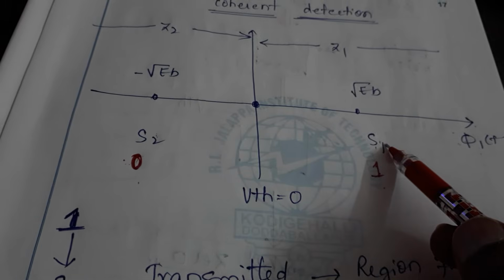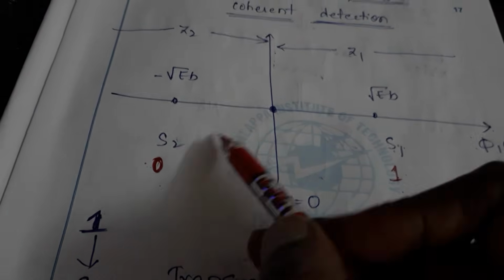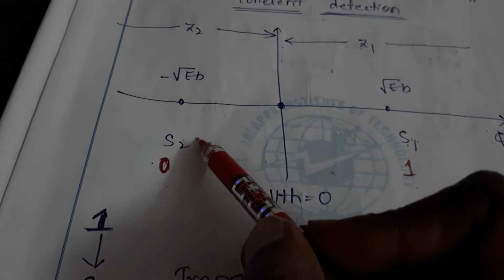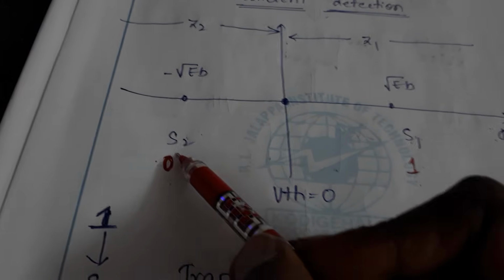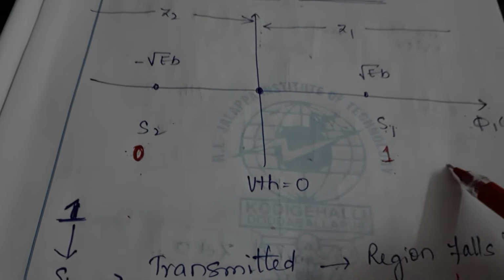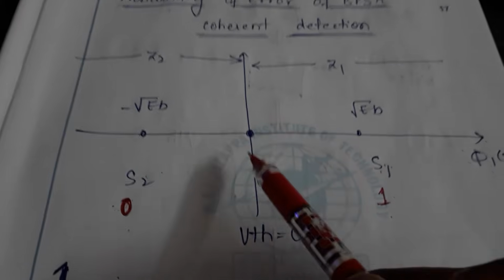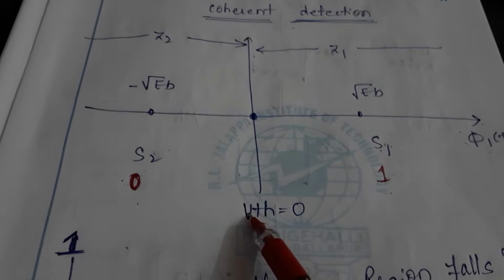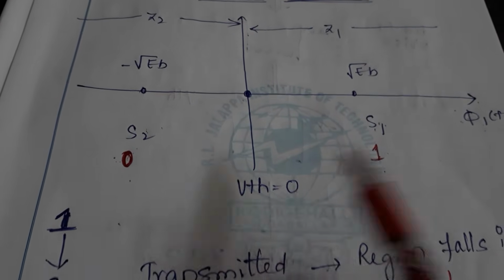Suppose I have sent S1, I have received S1, there is no error. I have sent S2, I have received S2, there is no error. Means I have sent 0, I have received 0. I have sent 1, I have received 1. And please remember that the threshold voltage VTH is equal to 0.